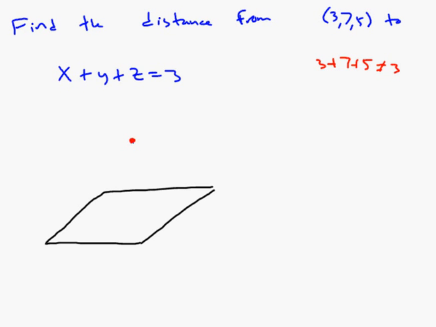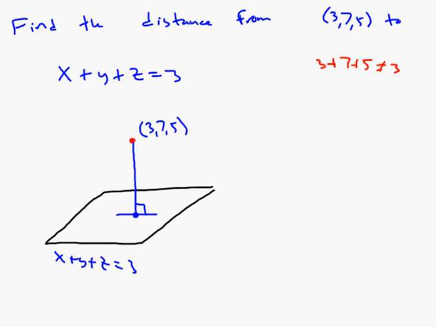Ideally, this is what I want to do. I want to find the length of the line segment in 3-space that goes from the point that I have, (3, 7, 5), to this plane, x plus y plus z equals 3, in such a way that when it meets the plane, it's perpendicular to the plane. Okay. And here's my first claim.